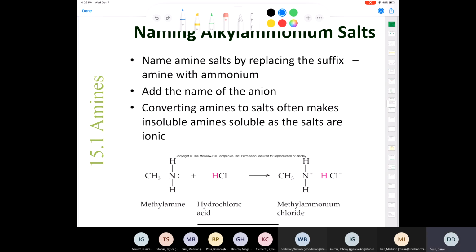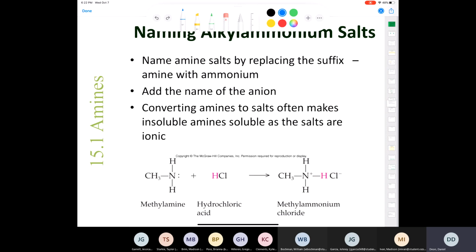All right. Now what it says here is that converting amines like methylamine, which I told you has a very fishy odor, methylamine or methanamine. Methylamine is the common name, right? It says here that if you take those amines and convert them to salts, it makes insoluble amines soluble in water, as the salts are ionic, right?